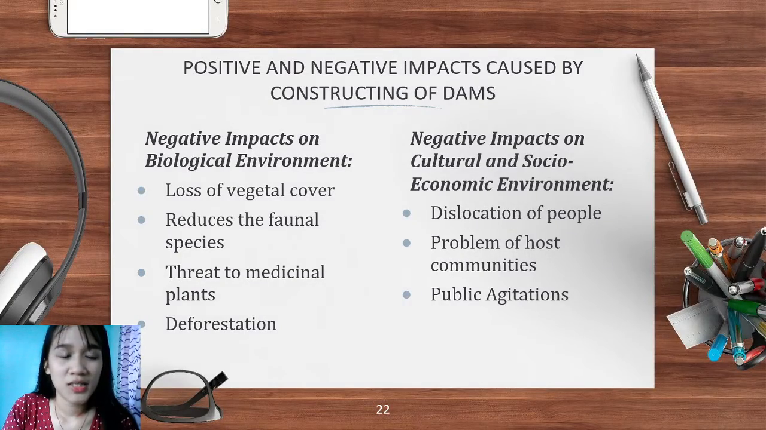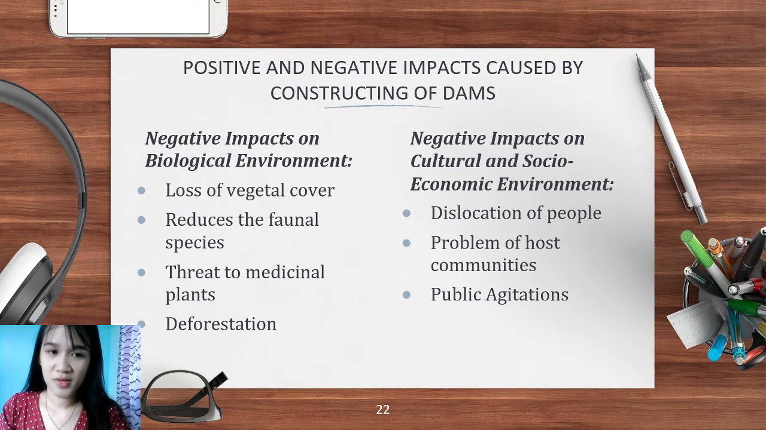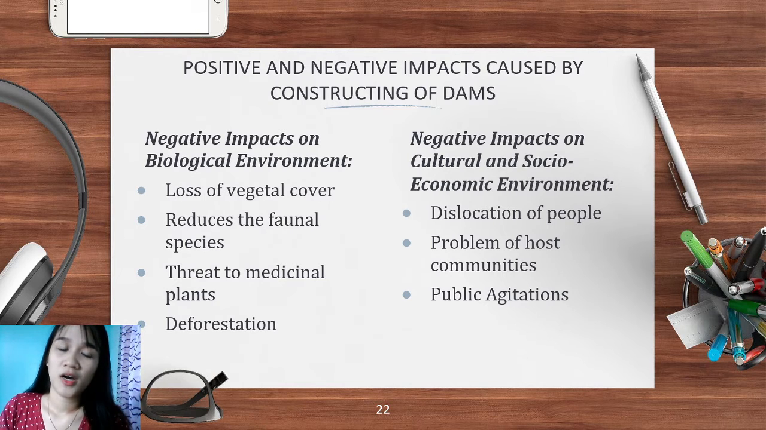So here are the negative impacts on biological environment and negative impacts on cultural and socio-economic environment. So first, let us know the first one for the negative impacts in biological environment. Loss of vegetal cover, so reduces the faunal species. So threat to medicinal plants and deforestation. So let us proceed to the negative impacts on cultural and socio-economic environment.